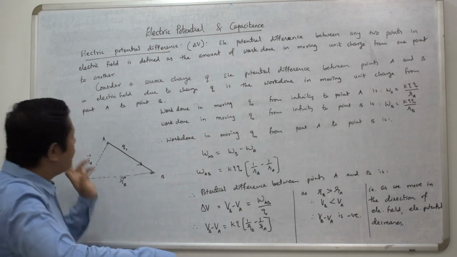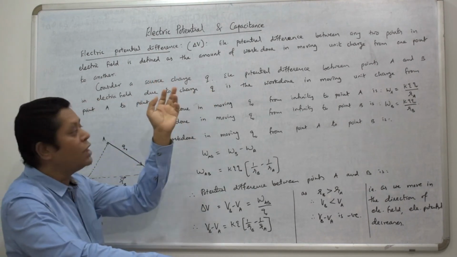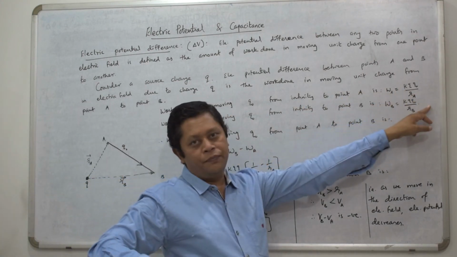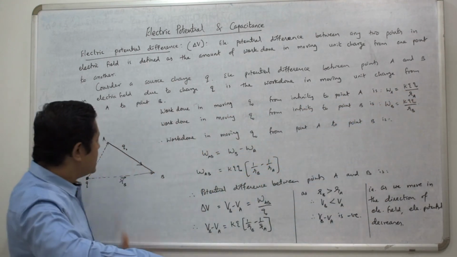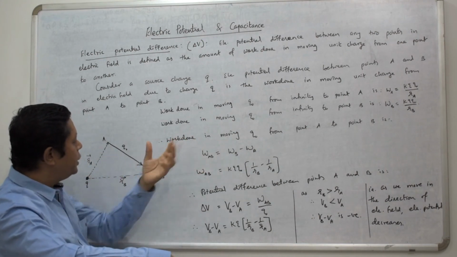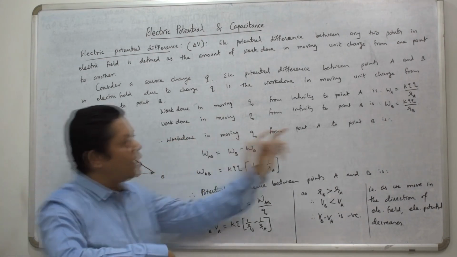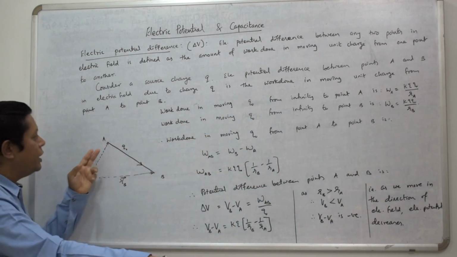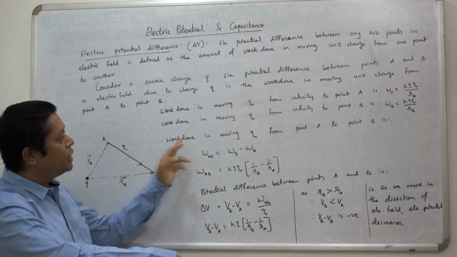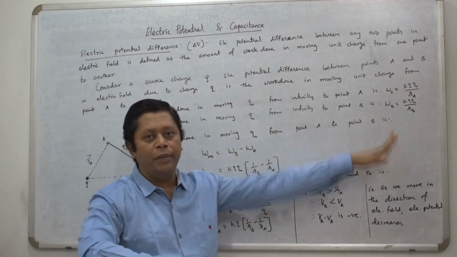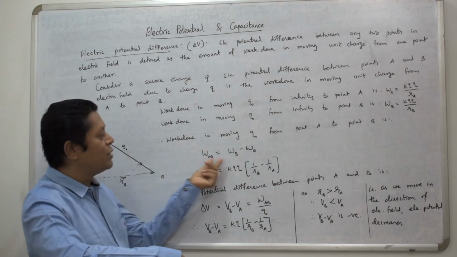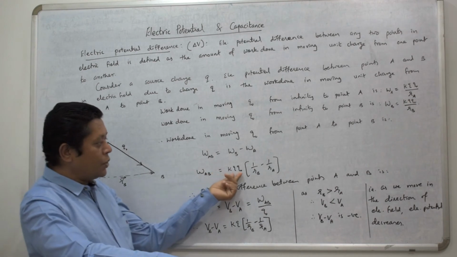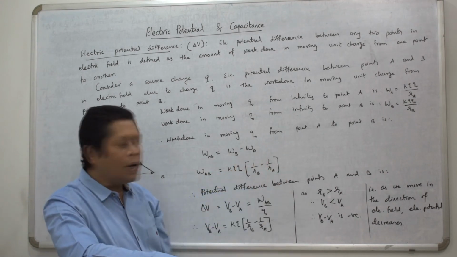So you know that the work done in bringing unit charge, or charge Q0, from infinity to point A is KQQ0 by R suffix A. Similarly, the work done in moving charge from infinity to point B is KQQ0 upon RB. So we can say that the work done in moving Q0 from point A to point B, WAB, is equal to WB minus WA, that is KQQ0 (1 upon RB minus 1 upon RA).